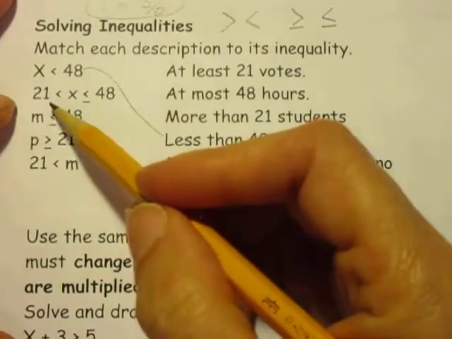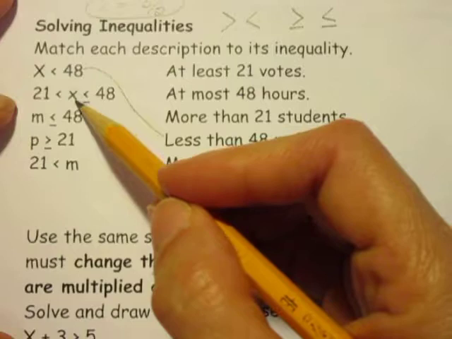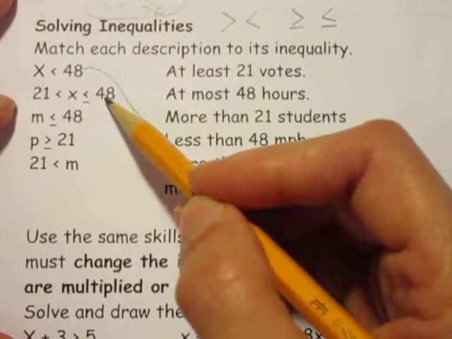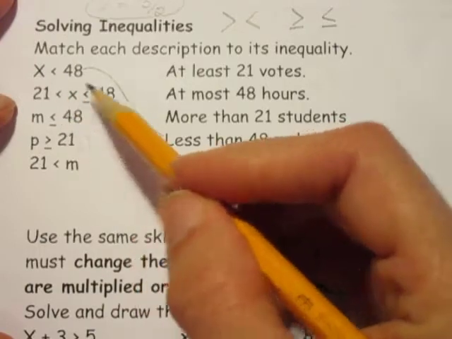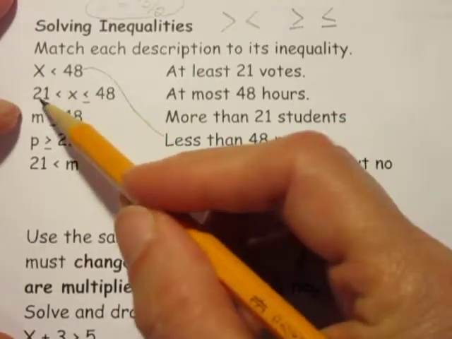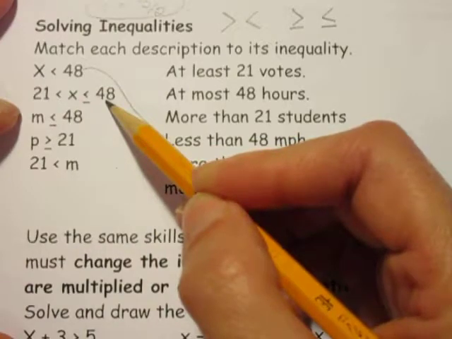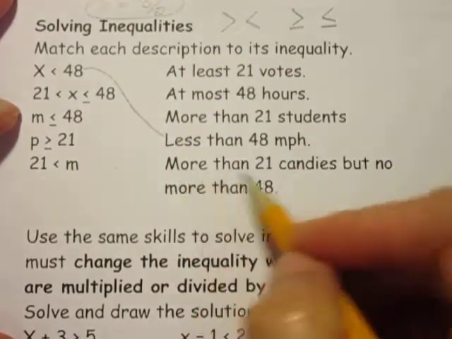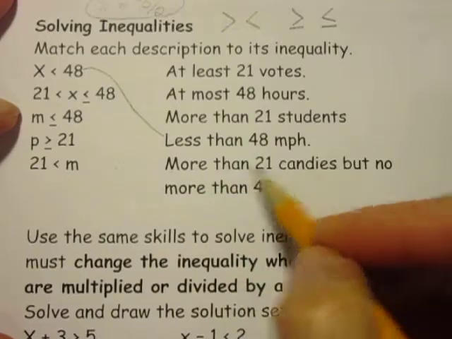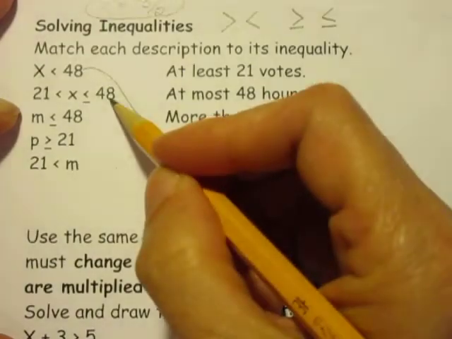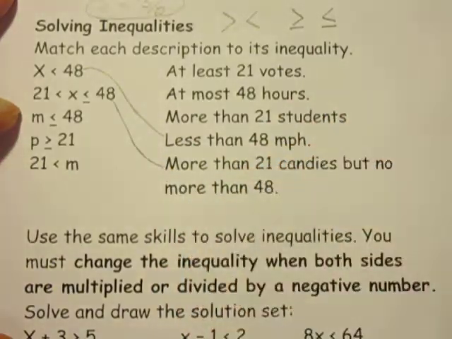The next one, 21 is less than x is less than or equal to 48. So here you're looking at a solution set that is between two amounts. It's greater than 21 but less than or equal to 48. And so that would match up with a possible word problem that would end up with more than 21 candies but no more than 48. So that matches down here.